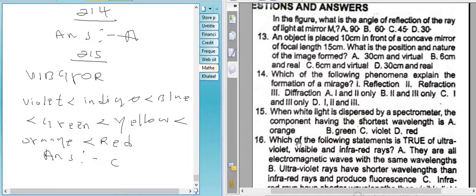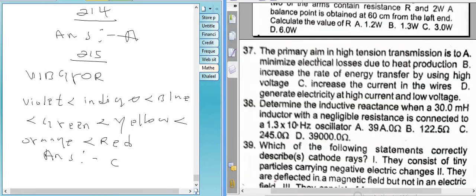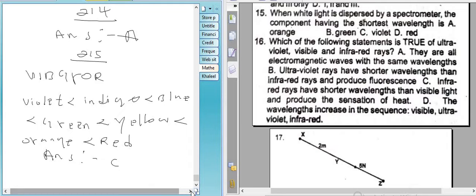Question 16. Which of the following statements is true of ultraviolet, visible, and infrared? A. They are all electromagnetic waves with the same wavelengths. B. Ultraviolet rays have shorter wavelengths than infrared and produce fluorescence. C. Infrared rays have shorter wavelengths than visible light and produce a sensation of heat. D. So the correct option in question 16 is B.